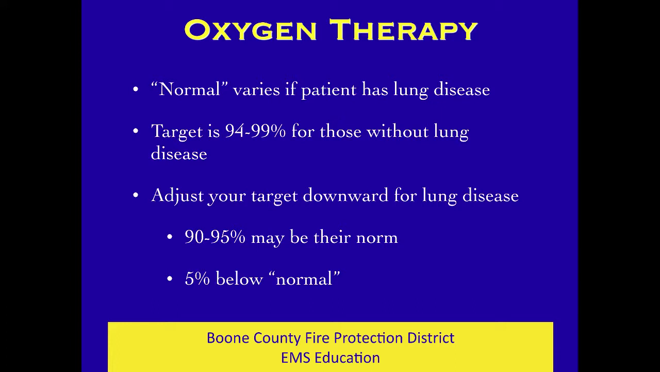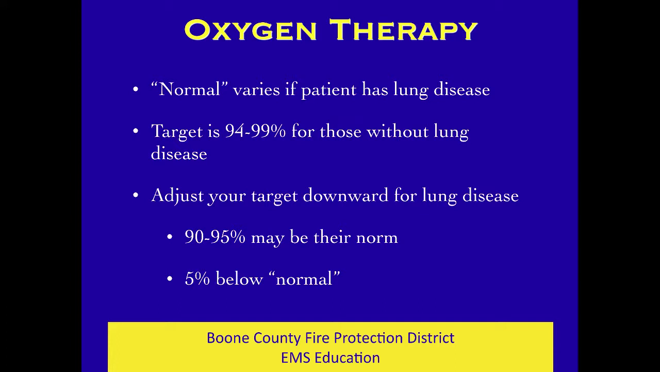The target is 94 to 99%, not 100%. You want to get 100% on a test. You don't need 100% on pulse ox. Their pulse ox reading, their O2 saturation should be 94 to 99 unless they have lung disease. If they've got lung disease, we're going to have to adjust their normal down a little bit, and we're all perfectly capable of making this judgment.